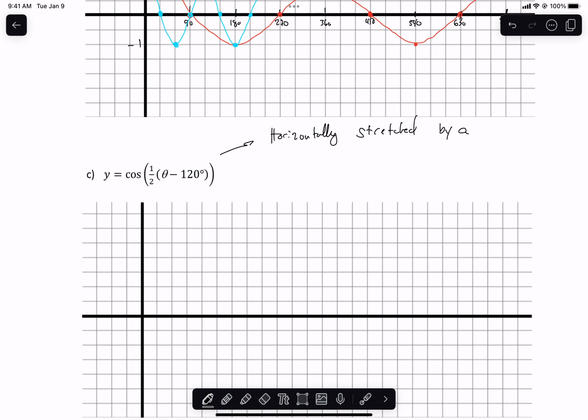What we'll do is we'll stop here after this one. You guys can try the last one, and then we'll take it up, okay? Okay, and then what? Gabe? Horizontally translated right 120 degrees.